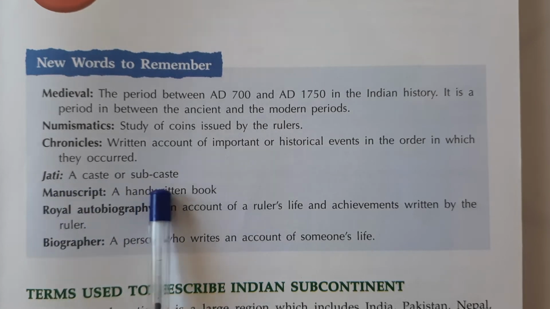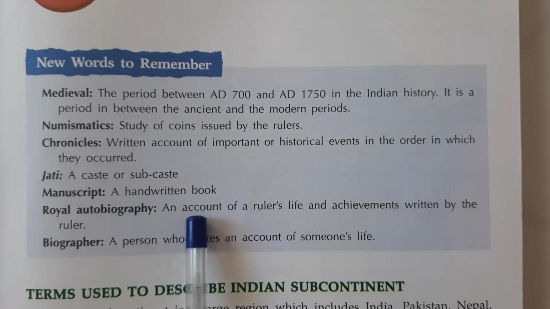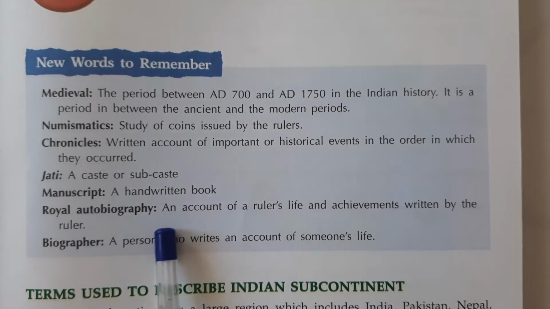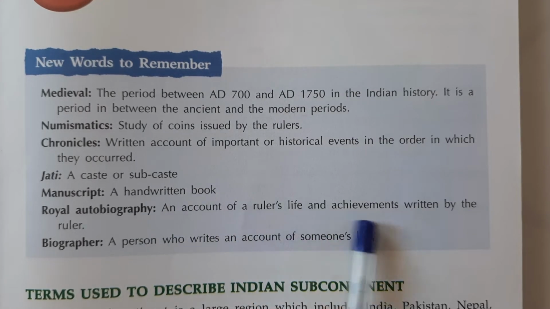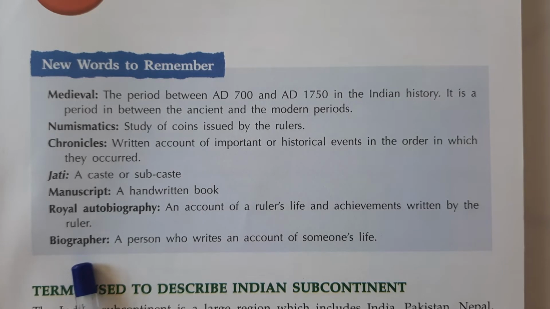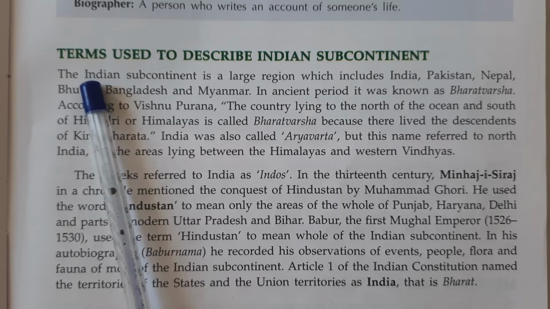Jati: a caste or subcaste. Manuscript: a handwritten book. Royal autobiography: an account of a ruler's life and achievements written by the ruler. Biographer: a person who writes an account of someone's life.